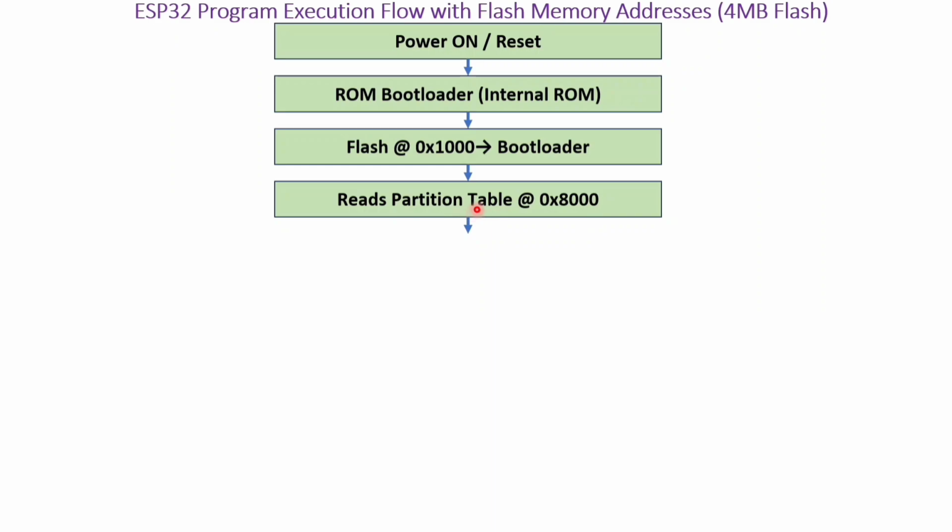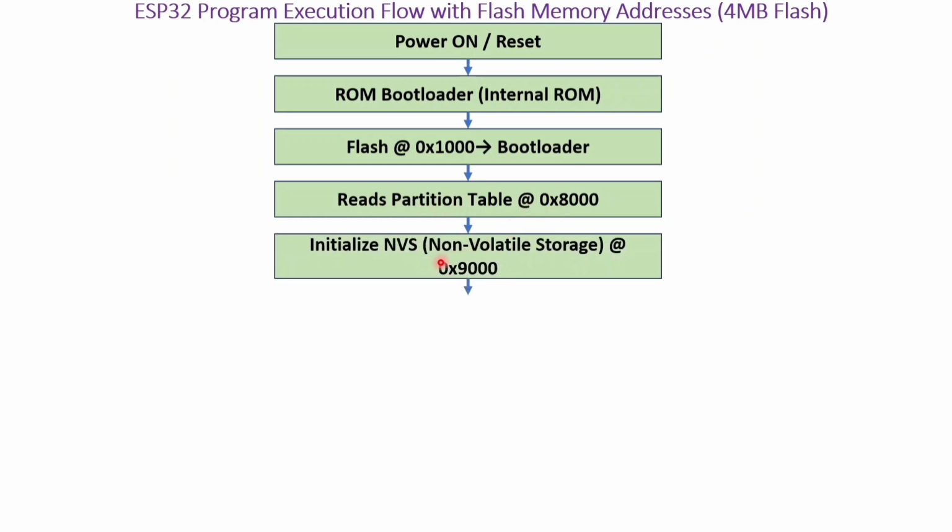Now, this partition table is nothing but the blueprint of your memory. Okay, it will tell the ESP32 exactly where the ROM bootloader is, where the non-volatile storage is, right? Then where the OTA slots, etc. are available inside this partition table. Then it will initialize the non-volatile storage at location 9000. In this storage, you can store, let's say, Wi-Fi credentials or passwords or any other information which you want to retain even after the power has been lost, right? So it will initialize this NVS.